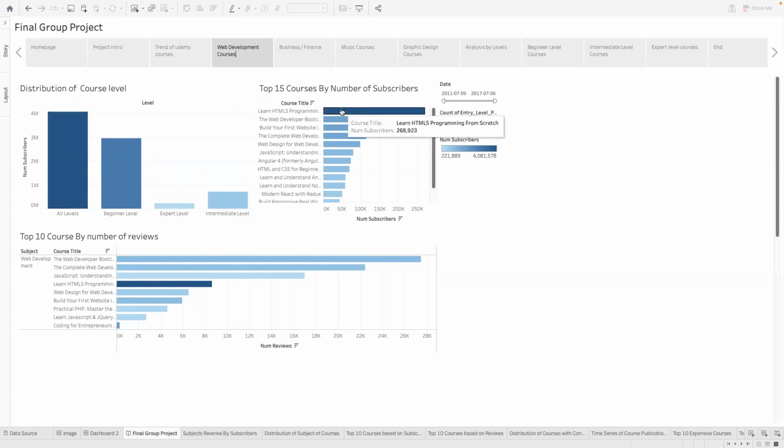For the number of subscribers for courses in web development, you can see that Learn HTML has the highest number of subscribers, followed by the web developer bootcamp.